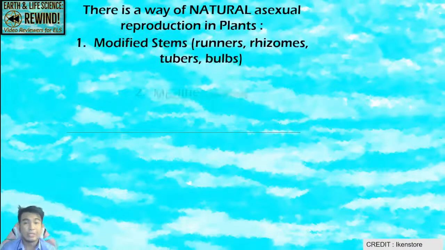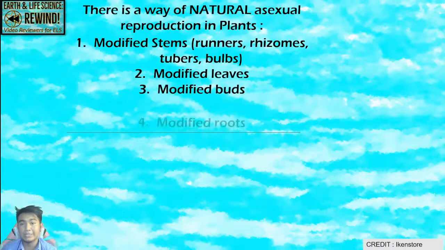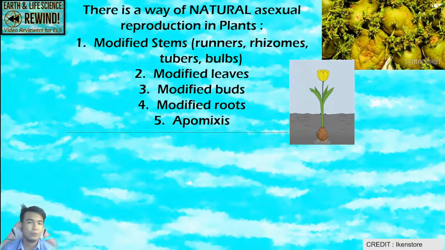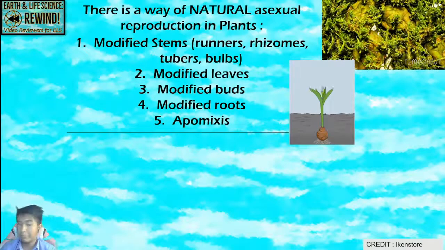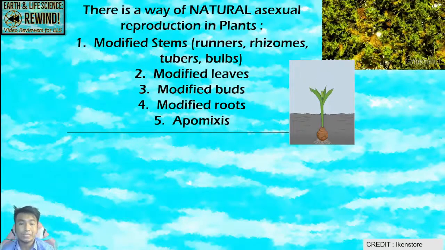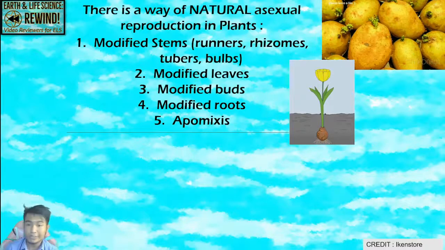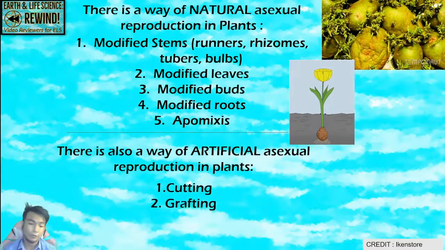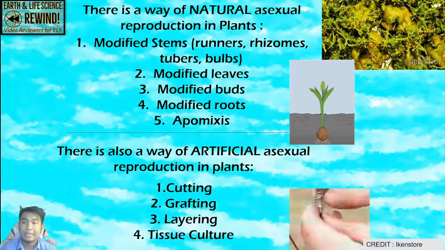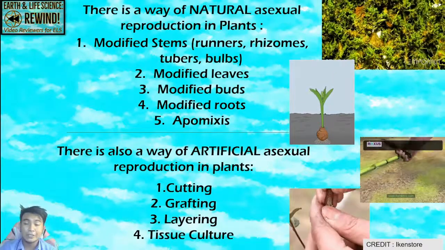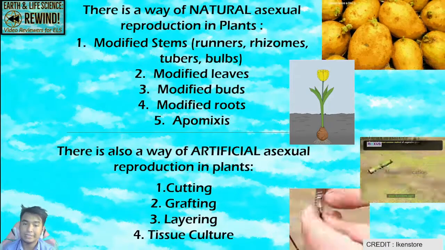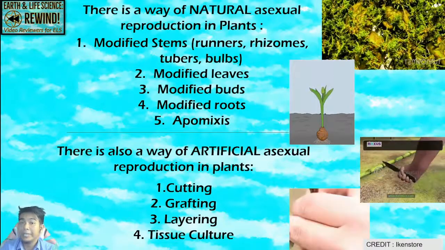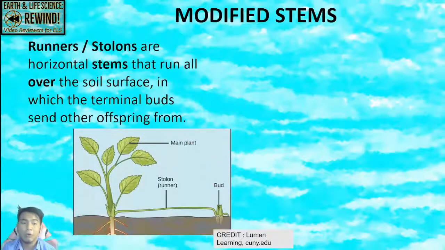Asexual reproduction can come naturally through modified stems, runners, rhizomes, tubers, bulbs, modified leaves, roots, and even a special way of fertilizing oneself with only one parent called apomixis. It can also be artificial through cutting, grafting, layering, and tissue culture, the propagation of tissues of those plants. Let's start off with the natural asexual reproduction in plants with modified stems.